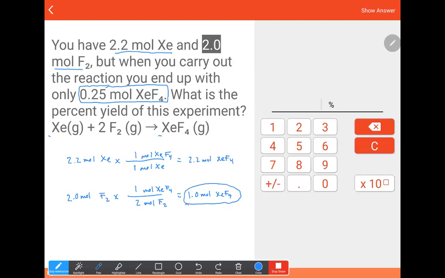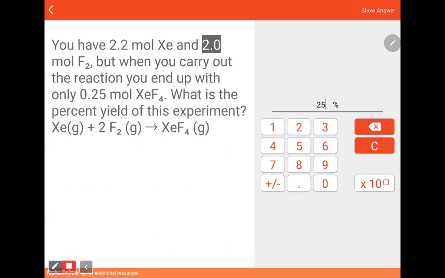So that is our theoretical yield is 1 mole, but what we found is that we had only produced 0.25 moles out of a theoretical 1 mole. Multiply that by 100 and we get 25%.